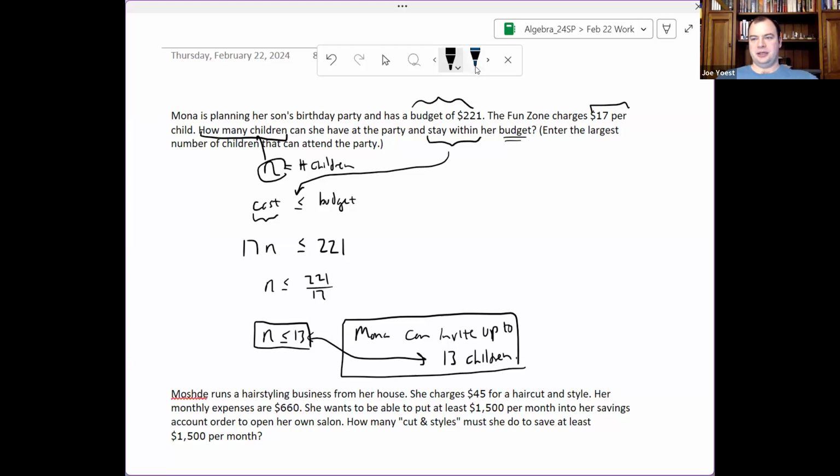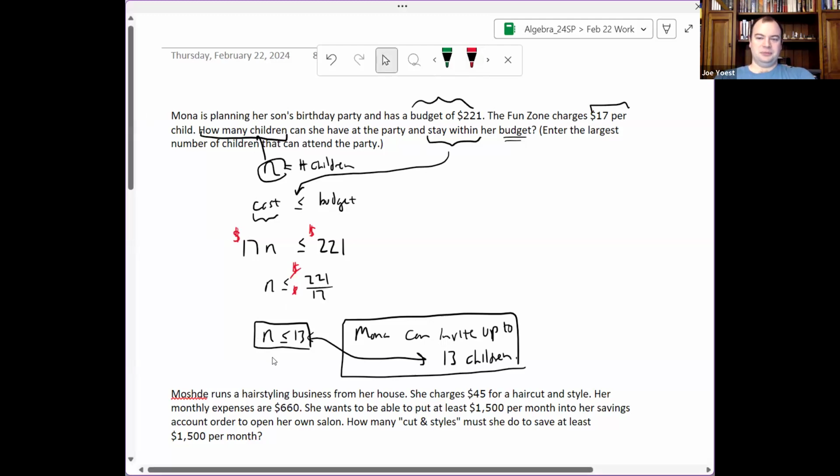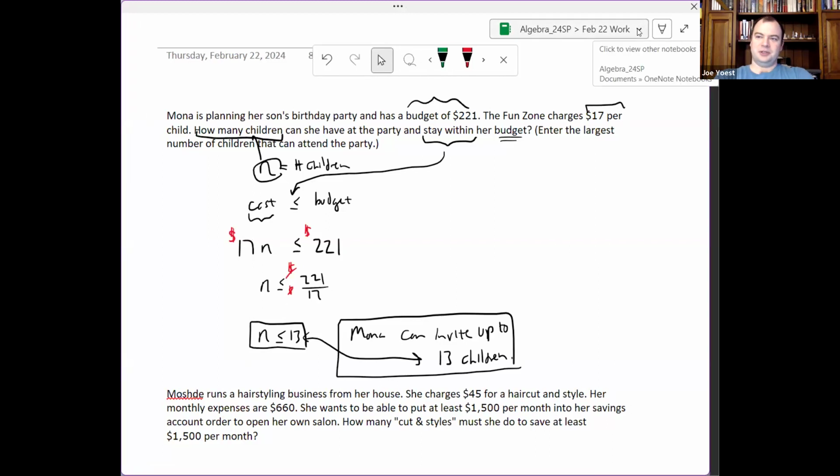And again, just like the last problem, the units check out. Same structure as the last problem. And this is a reasonable answer. I don't have an answer that's like she can invite up to -5 kids, or that she can invite up to 100 kids. That's clearly not correct. This seems like a reasonable answer based on the context. Any questions on this one?